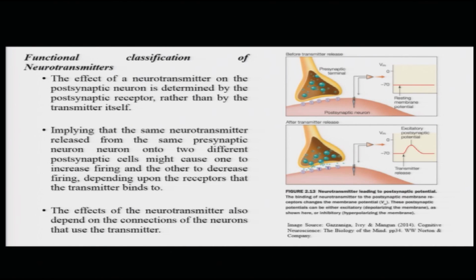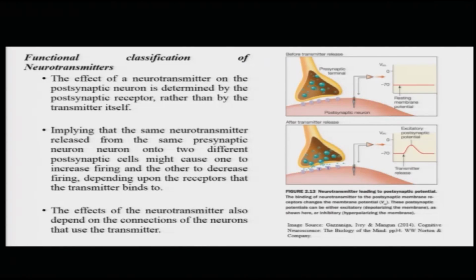Now, these neurotransmitters can be functionally classified into a couple of types. One of the things is that one of the effects that the neurotransmitters can have on the postsynaptic neuron is basically decided by the postsynaptic receptor rather than by the neurotransmitter itself. So, this is something very important that you should remember, that the receptor is what governs what is going to happen further, not the neurotransmitter. Okay, so that is interesting.